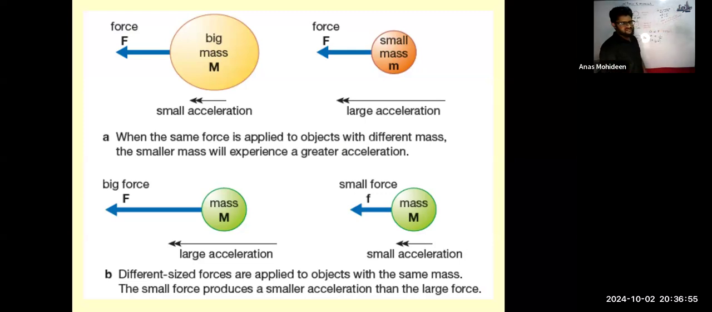If m is constant, the box bracket shows you constant, not changing. So can you see here, the first case, it's actually going up with the force and acceleration. When a small force is applied to objects with different masses, the smaller mass will experience a greater acceleration. Greater acceleration. And look at the next one.